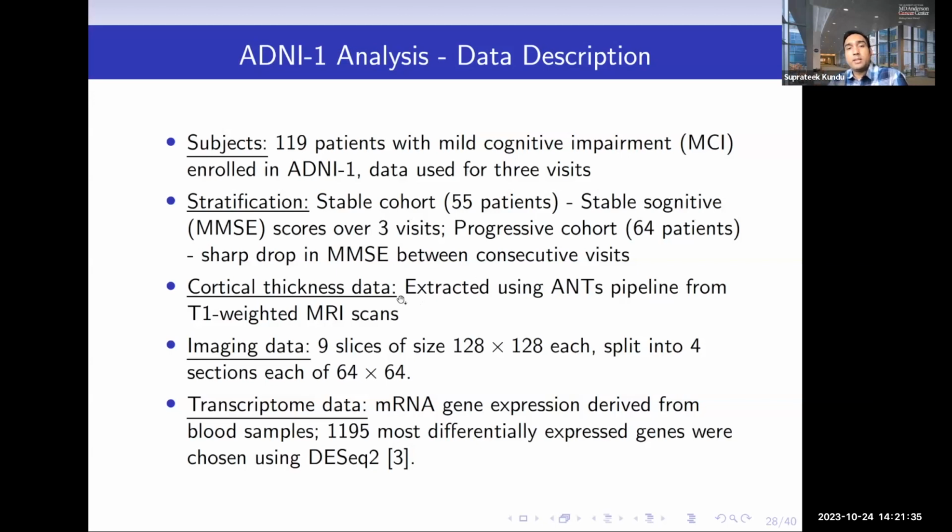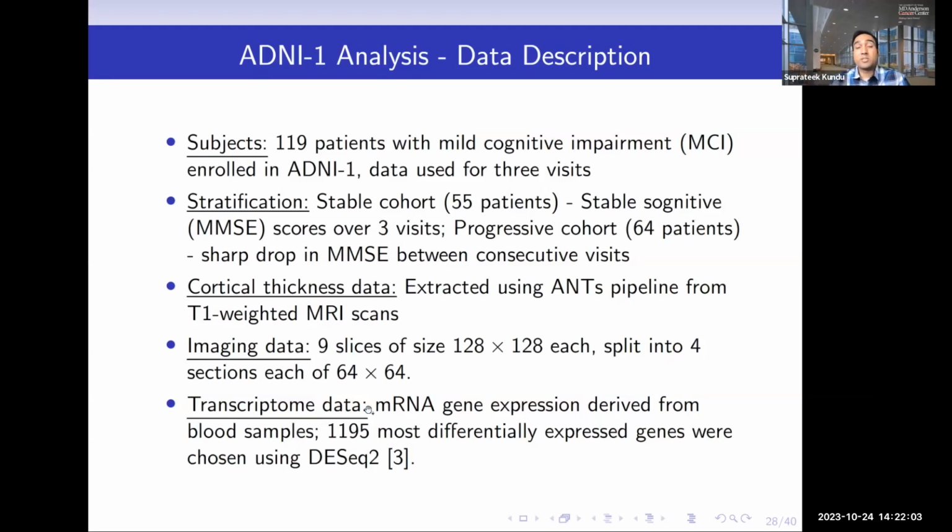So we used, again, cortical thickness data using an ANTS pipeline, and then we used 9 2D slices and analyzed these 9 slices. It would be really fascinating to just do the whole 3D brain image. But if you think about the scale of the problem that we're addressing, that's very difficult unless we are using some kind of GPU computing or something like that.